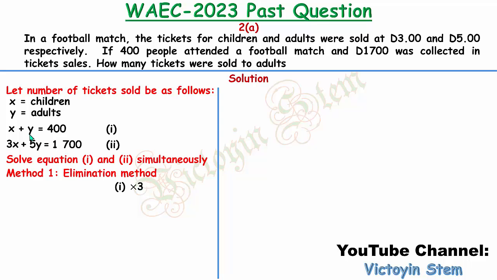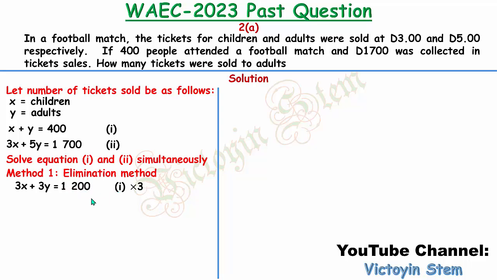The reason is because I want to eliminate X. So I have 3X here. So if I must eliminate X, this X must be 3x too, so that 3x minus 3x will be 0. Okay, so 3 times x will be 3x plus 3 times y is 3y equals 400 times 3 is 1,200.